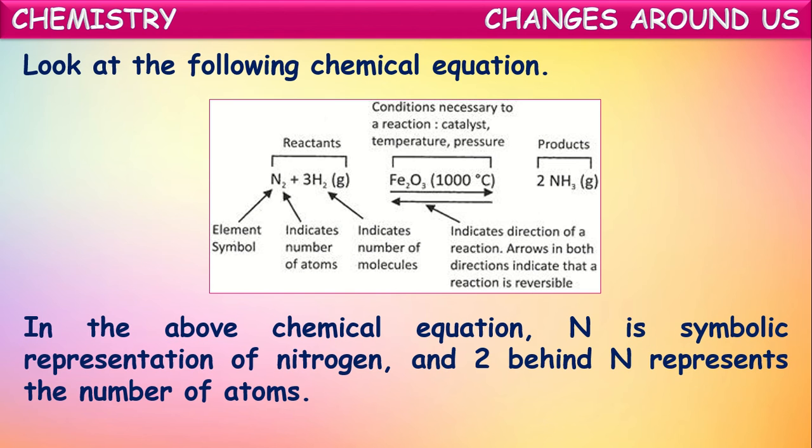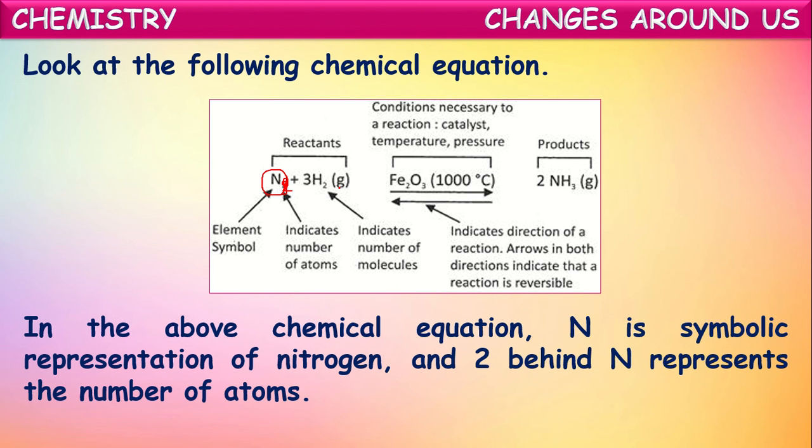See this. In the above chemical equation, N is a symbolic representation of nitrogen and 2 behind N represents the number of atoms. So, while writing the molecule or formula of a chemical substance, we use some numbers at the right hand bottom side of the symbols of those elements that represent the number of atoms of that element in the molecule. If you see here in N2, beside N we have represented a 2. This 2 represents the number of atoms of that element in the molecule. Means here N2 means there are 2 atoms of nitrogen in one molecule of nitrogen.